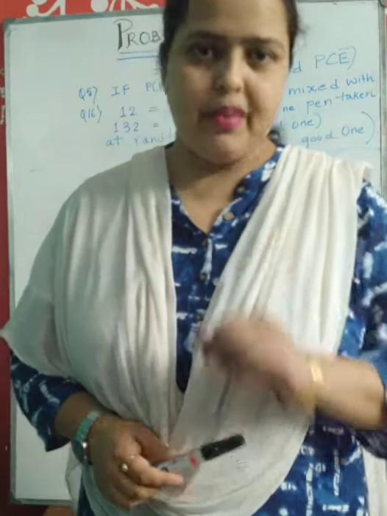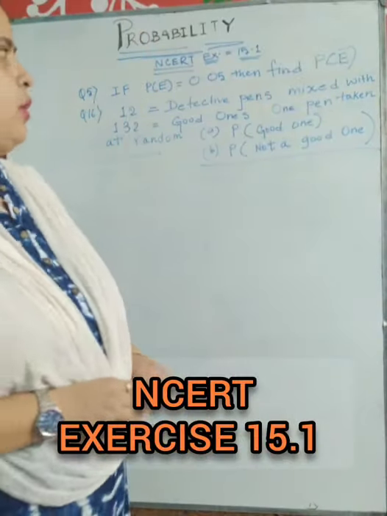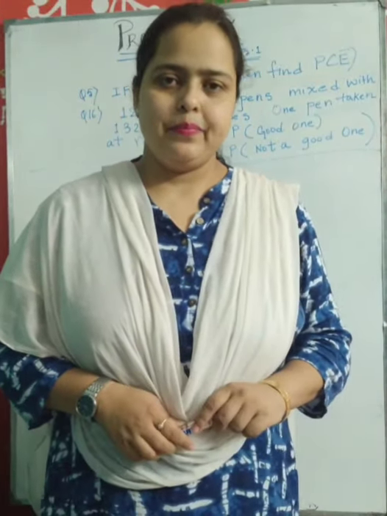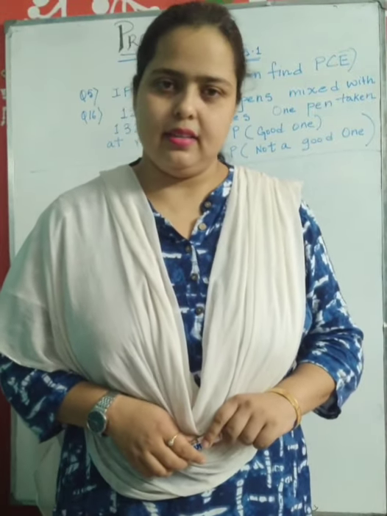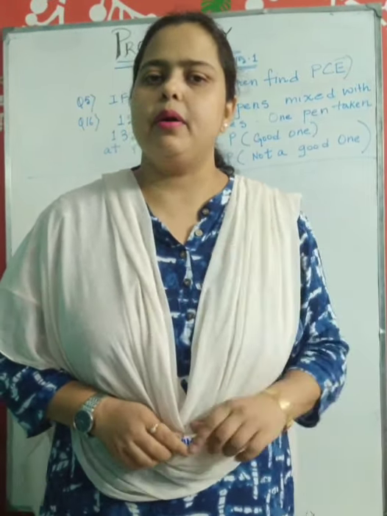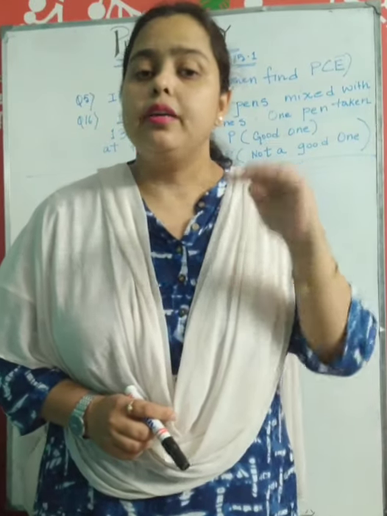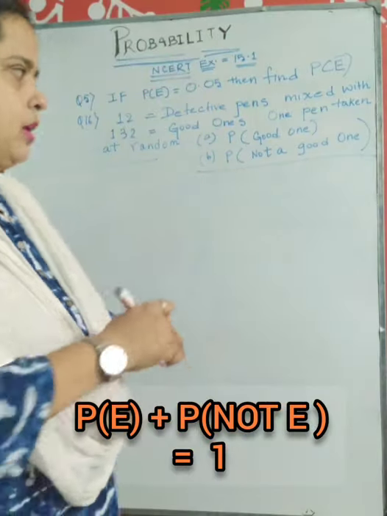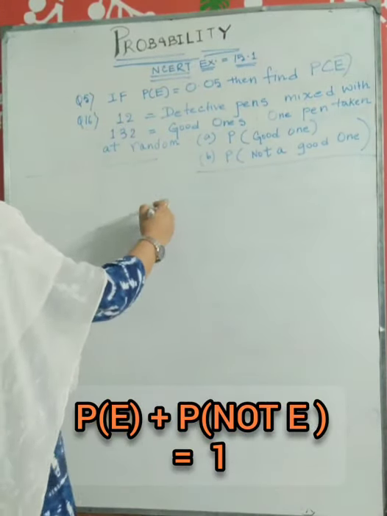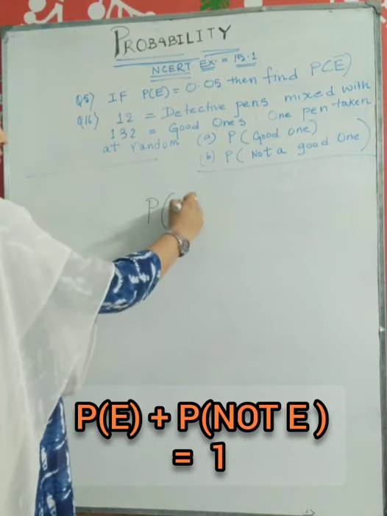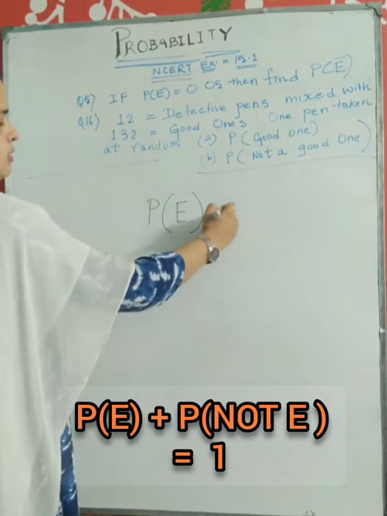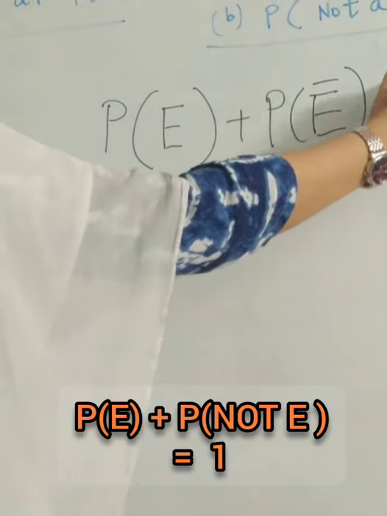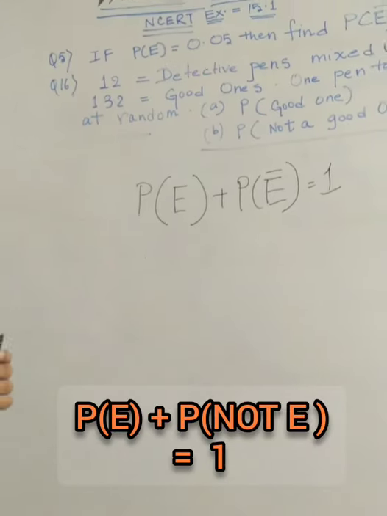From where? From your NCERT book, the one exercise you have there, that is 15.1. Correct. Now, in the last class, we studied a formula, a relationship between a complement of an event and an event. What was the sum? Do you remember that? I hope you have learned about it. We have studied that the sum of probability of E plus probability of E complement is always 1.